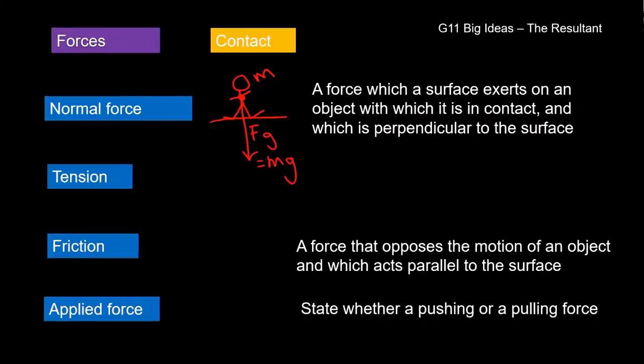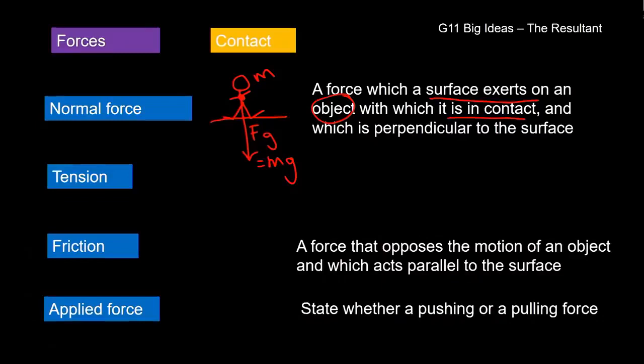A force which a surface exerts on an object with which it is in contact and which is perpendicular to the surface. So we're talking about a force which a surface exerts on an object that it is in contact with. So this person is in contact with the ground. The ground will then exert a force up onto that person, and they are perpendicular.